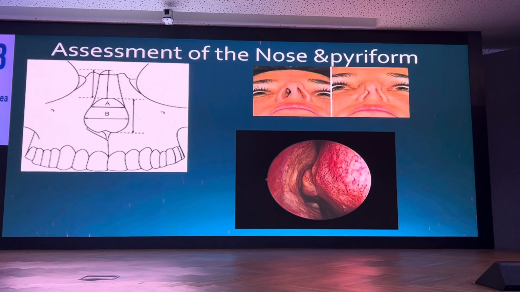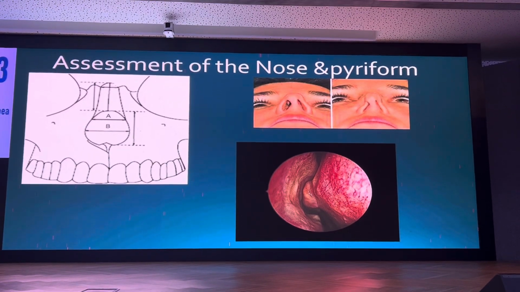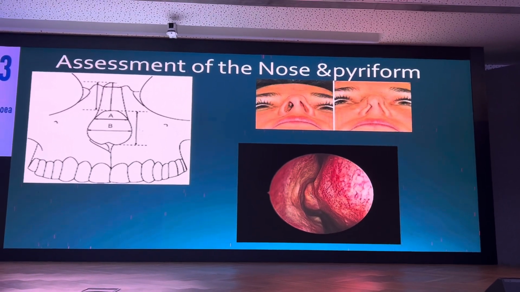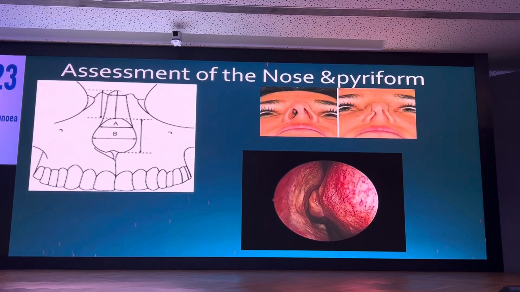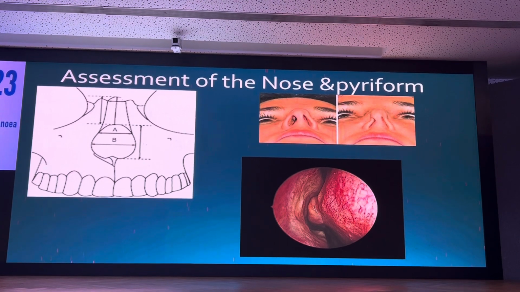So in these kinds of cases, first on a CT scan, we need to assess the transverse diameter, especially at two levels: A being at the level of the nasal bone and the frontal process of maxilla, and B being the maximum diameter of the piriform aperture. And we also need to assess the shape of the piriform aperture.